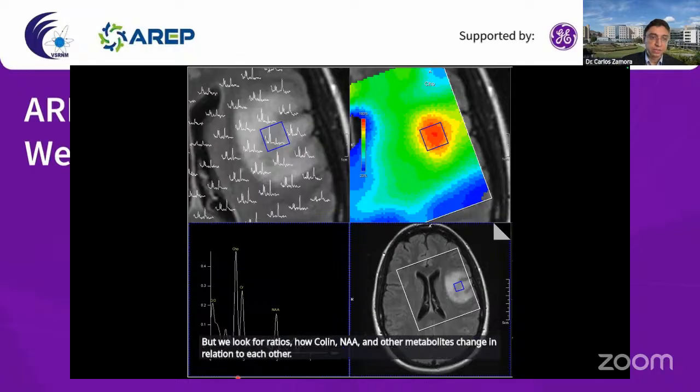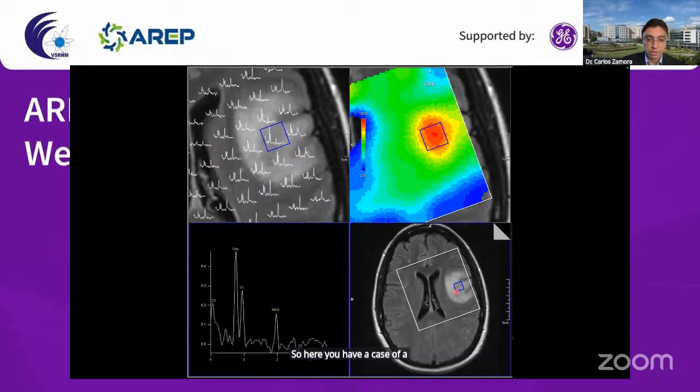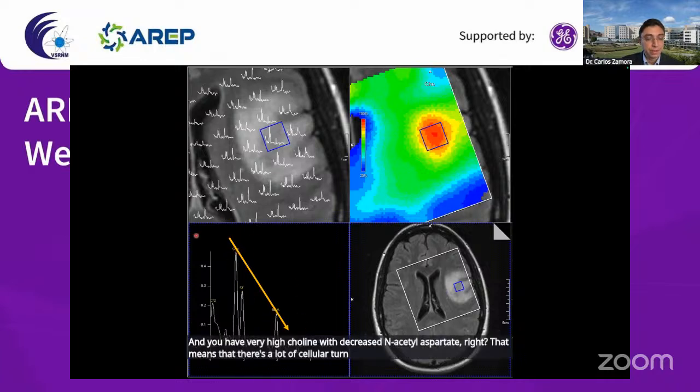So here you have a case of a low-grade glioma. You see the voxel here, and you have very high choline with decreased N-acetyl aspartate, right? That means that there's a lot of cellular turnover. This is a typical profile of a tumor, right, of malignancy.